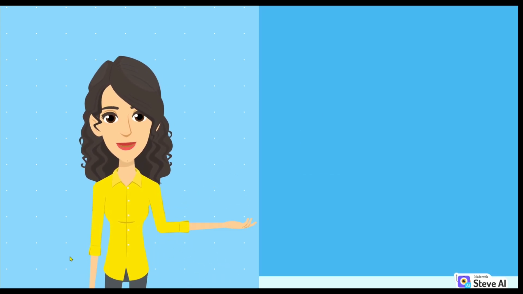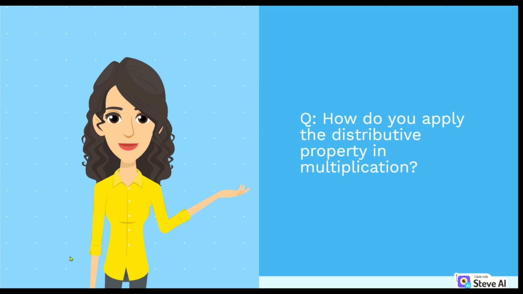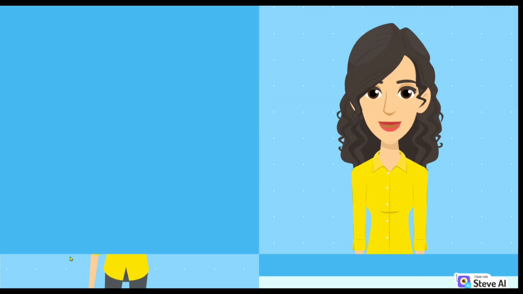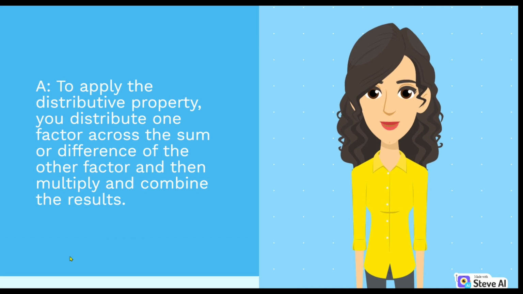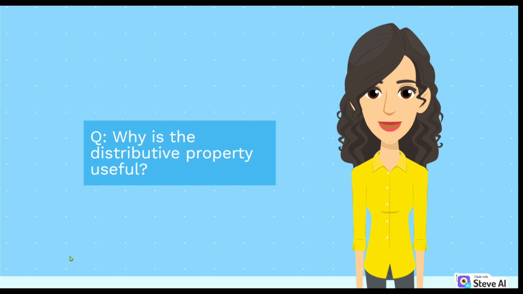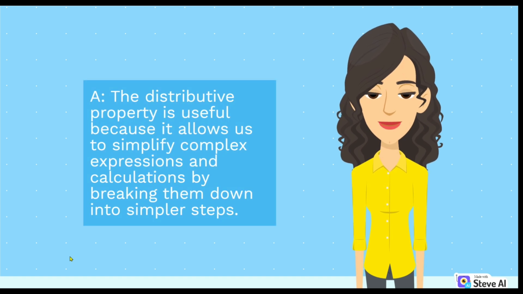Q. How do you apply the distributive property in multiplication? A. To apply the distributive property, you distribute one factor across the sum or difference of the other factor and then multiply and combine the results. Q. Why is the distributive property useful? A. The distributive property is useful because it allows us to simplify complex expressions and calculations by breaking them down into simpler steps.